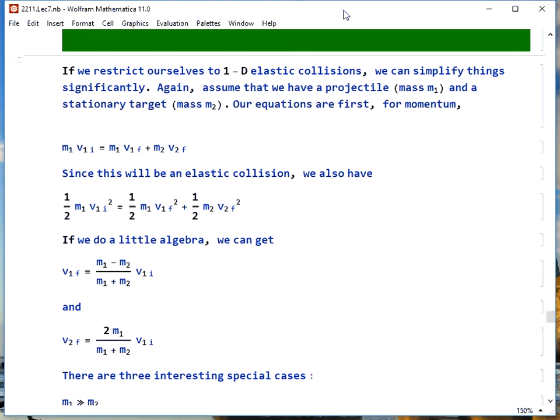If we restrict ourselves to a special kind of collisions, those in one dimension, like two trains on a track, and elastic, and remember we've said these don't really happen, but we're going to play like they do, we get very significant simplifications in the problem. So again, we'll say mass 1 is a projectile, mass 2 is a target, and we have two equations. We get one out of momentum since it's one dimension. It says the initial momentum of the projectile equals the final momentum of both pieces.